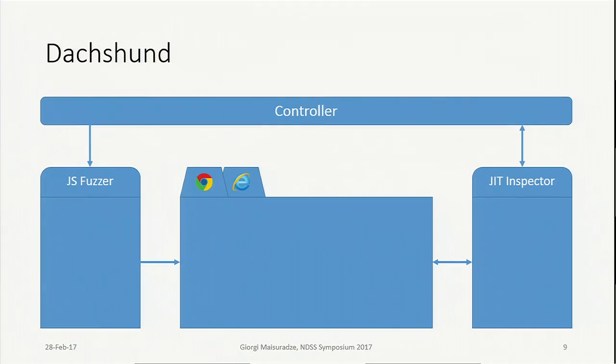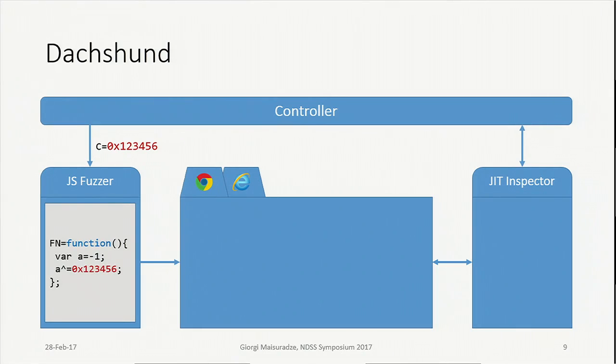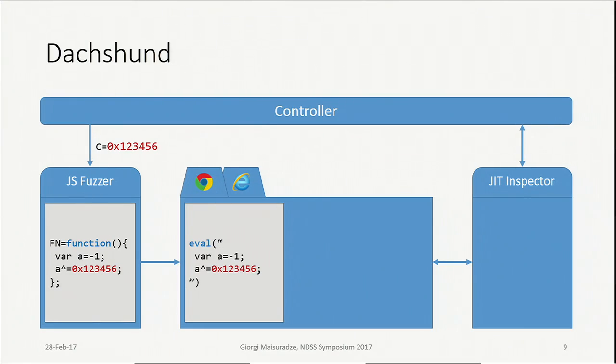To do this, we use the following framework called Dachshund, and it contains 3 main modules: controller, JavaScript fuzzer, and JIT inspector. Initially, the controller will generate a random number and pass it to the JavaScript fuzzer, which will generate a JavaScript function that contains this number as an integer constant in one or more of its statements, and then the generated function will be passed to the browser for compilation.